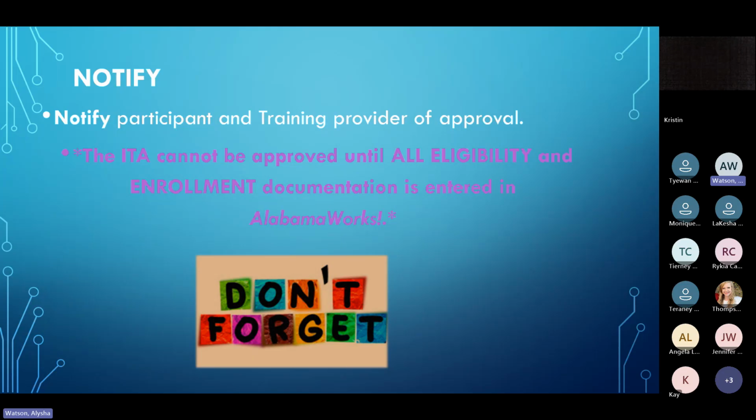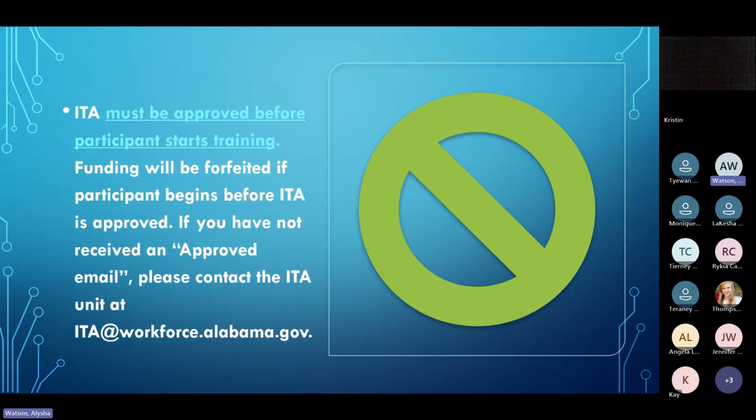The ITA cannot be approved until all eligibility and enrollment documentation is entered into Alabama Works. The ITA must be approved before the participant starts training. If that participant starts training before they get that approval, funding will be forfeited and the cost will be on the participant. So please stress to them, until I call you to say, hey, they approved your funding, do not start. Again, that funding will be on the participant.